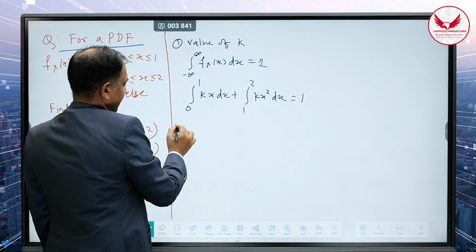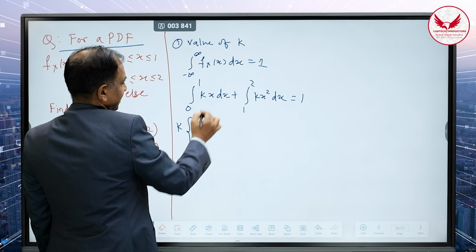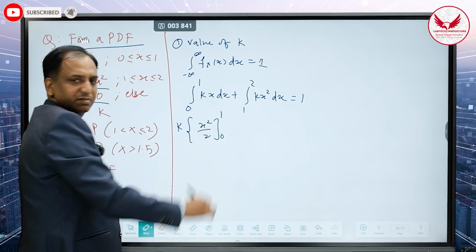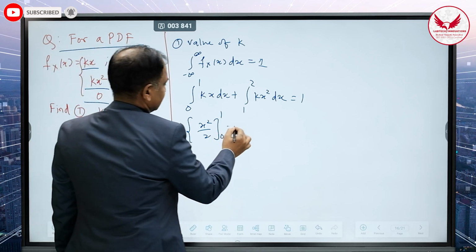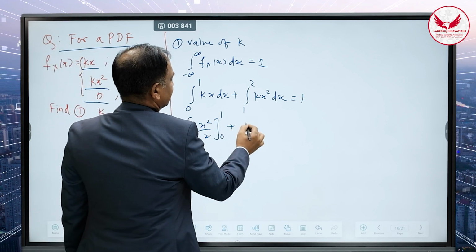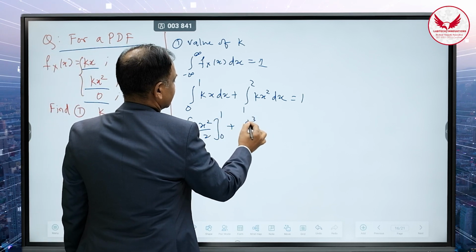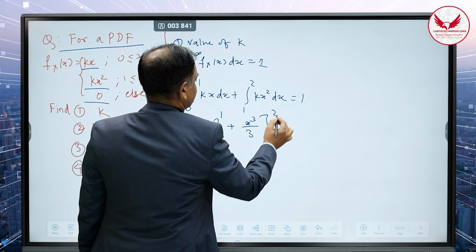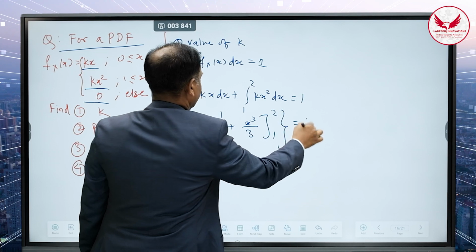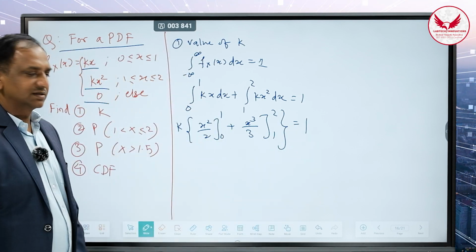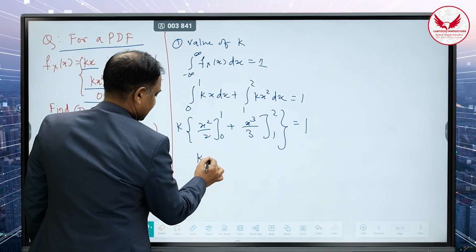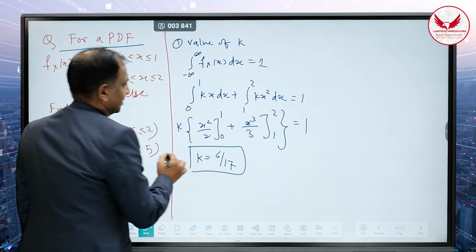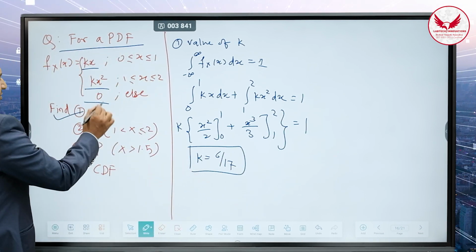Here k is a constant, so I take it outside. The integration of x is x square by 2, from 0 to 1, plus k, which I have taken outside, times the integration of x square, which is x cube divided by 3, between 1 to 2. This is equal to 1. If you solve this equation, we will get k equal to 6 by 17. Accordingly you can solve, and we will get the first value.